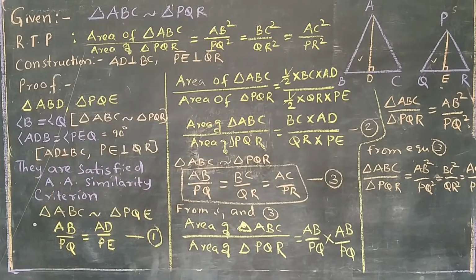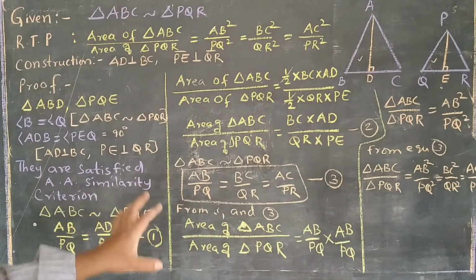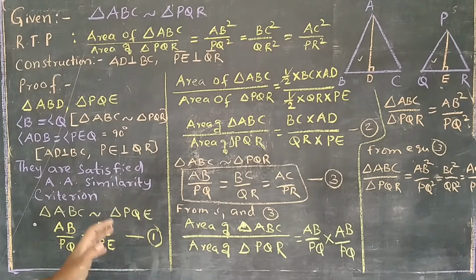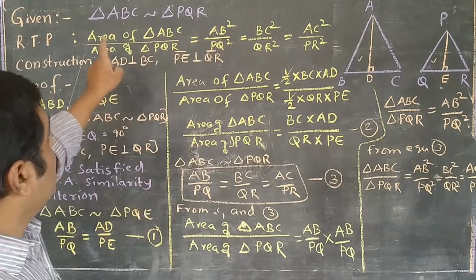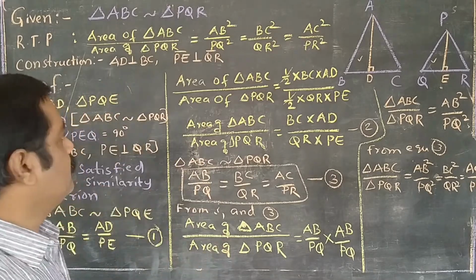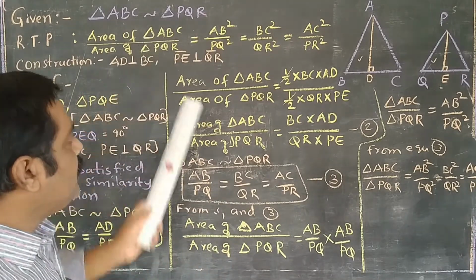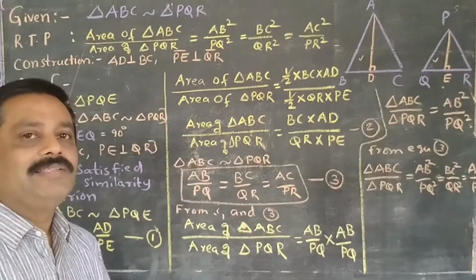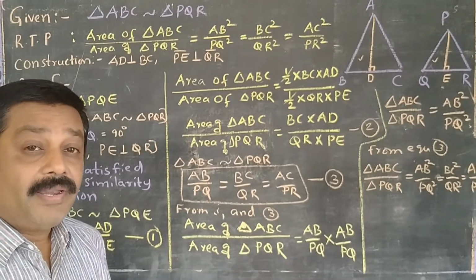This is one of the most important questions. If two triangles are similar, the ratio of areas of two similar triangles is equal to the ratio of squares of corresponding sides.